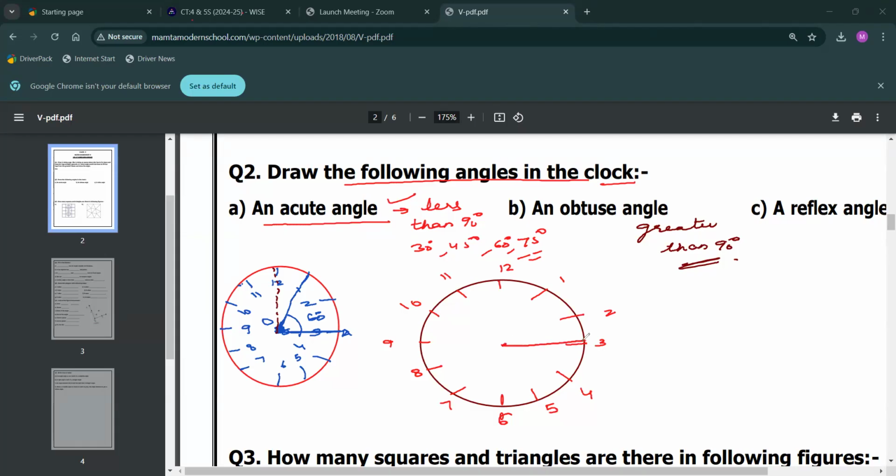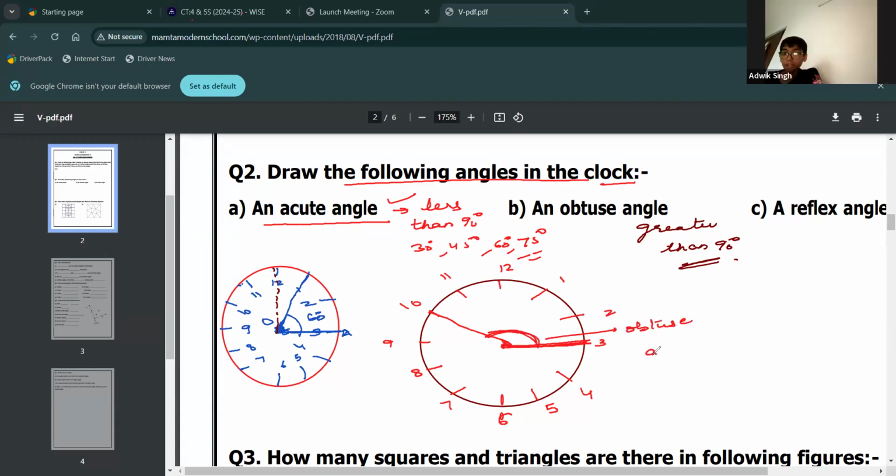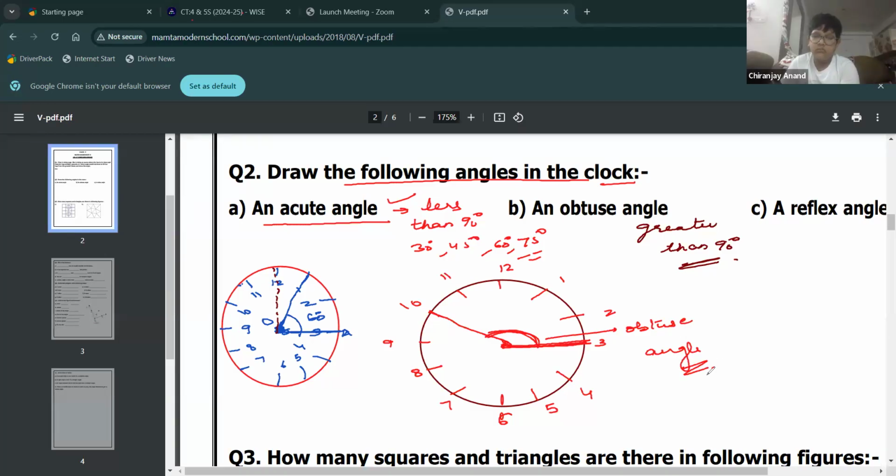So first of all, you will draw the base. Okay? And join with 10 or 11, between 9 and 10. So this angle is your obtuse angle. Understood, children? Yes, ma'am. I have done it correctly. Yes. Good, beta.